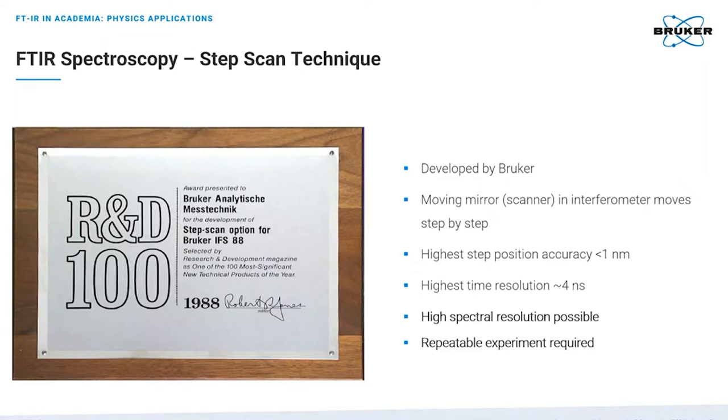But to fully characterize a pulsed laser with pulse duration of a few microseconds and rise time in nanosecond scale, a faster method is required here. Only moving the scanner faster is no longer sufficient. Does FTIR come to its limit, or do we still have an ace in the sleeve? Indeed, and it is step scan.